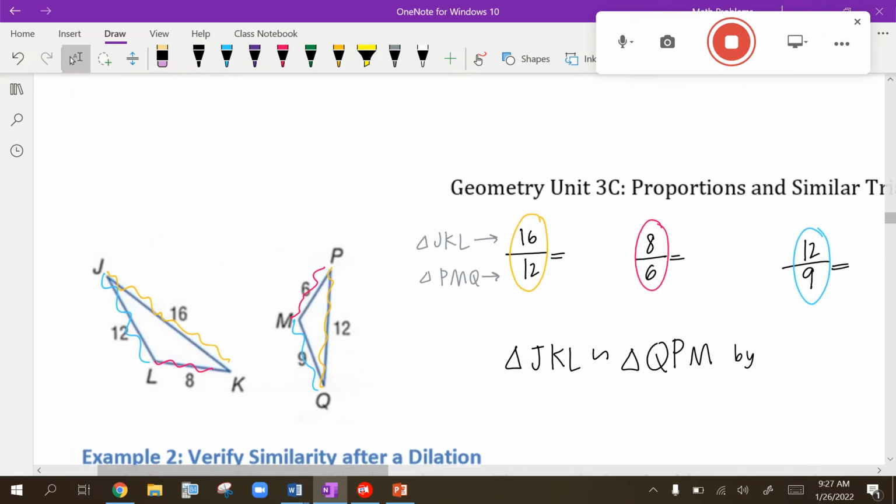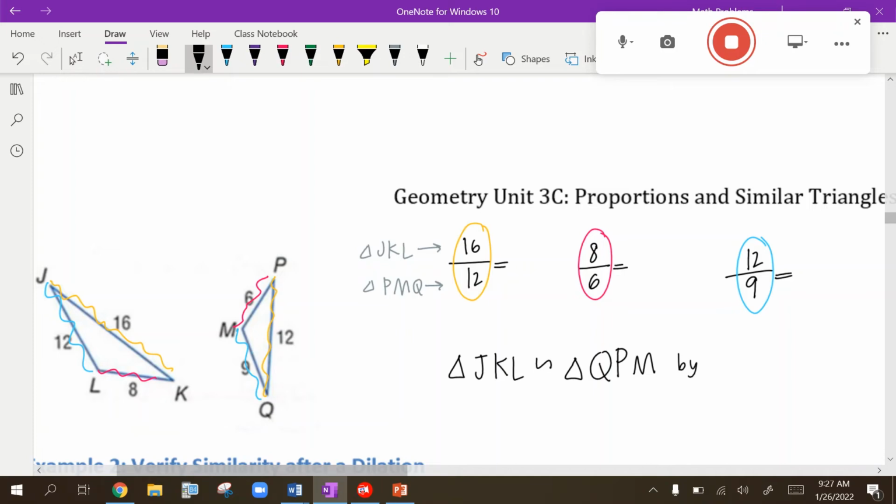Alright, this is the last one for this type. Match up the sides that go together. Remember, the largest side goes with the largest side, the smallest side goes with the smallest side, and then we're going to reduce and see if they all have the same ratio. For example, 16 over 12, they're both divisible by 4. I get 4 over 3. I can do the same thing for every other fraction, and I see that they all reduce to the same ratio, 4 over 3, so they're all proportional, and that's the similarity factor. So I can say that these triangles are similar by side side side similarity.